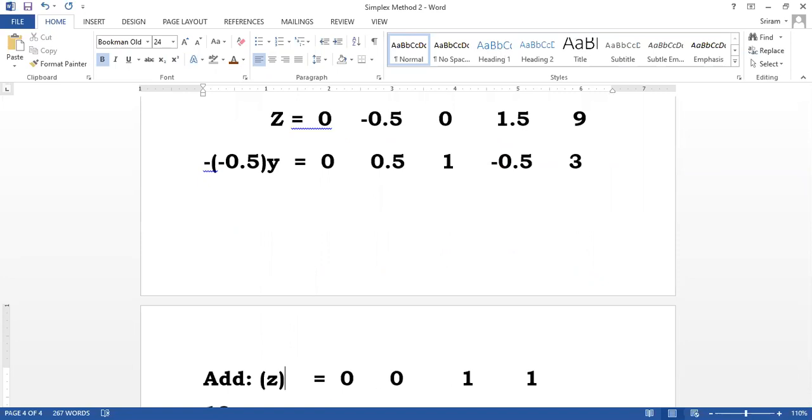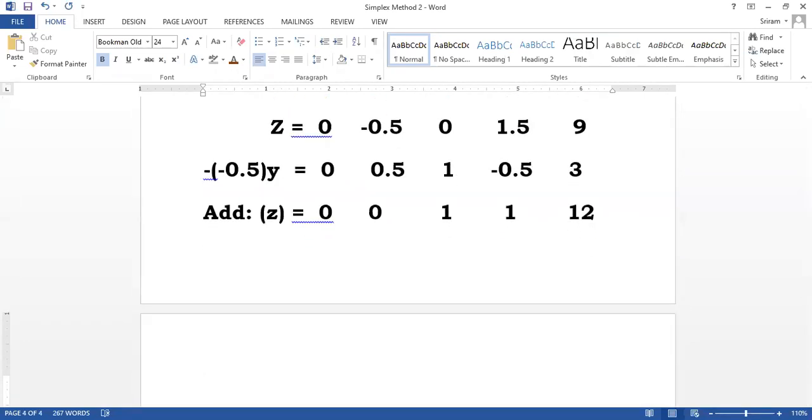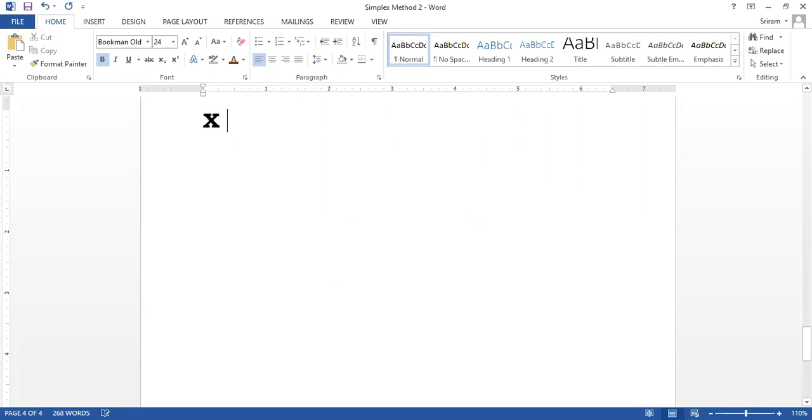To find the value of Z, what are we going to do now? We are going to add the two numbers. We take Z and the corresponding pivotal column element, take the opposite sign, and multiply. In the same way, finally we are going to find X, because in the table we have Z, S1, X. So the last value is X.